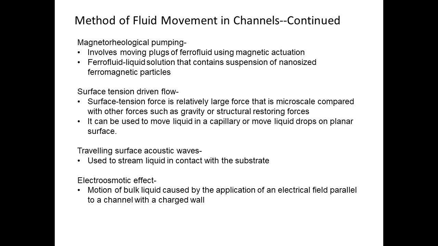The other point is traveling surface acoustic waves. It can be used to stream liquid in contact with the substrate. The last one is the electroosmotic effect: motion of bulk liquid caused by the application of an electrical field parallel to a channel with a charged wall. So you can use all these methods to move your fluids.